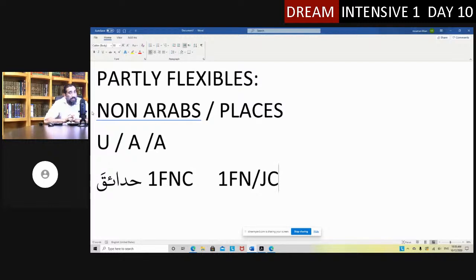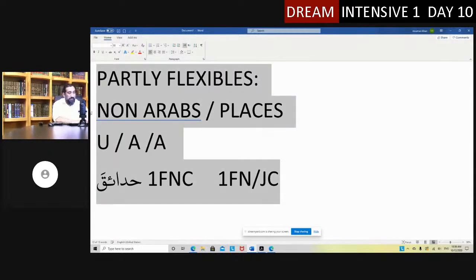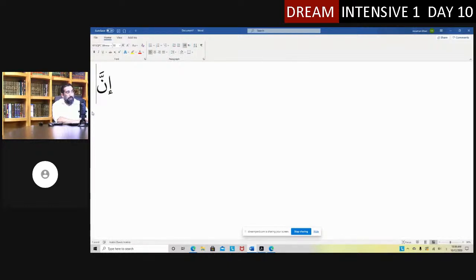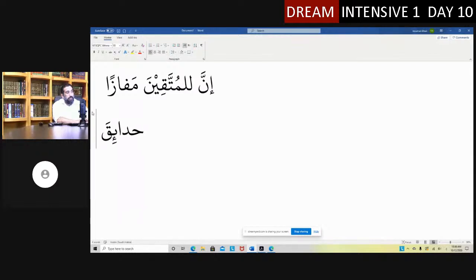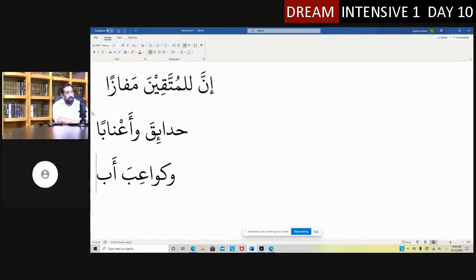Somebody asked the question, can inna affect a word that is after the ayah? Meaning, because the inna and its victim can be far apart from each other, can it affect beyond the ayah? Well, look at this. Inna lil muttaqina mafazan. And then the next ayah, hada'iqa wa a'naban wa kawa'iba atraban wa ka'san dihaqan.